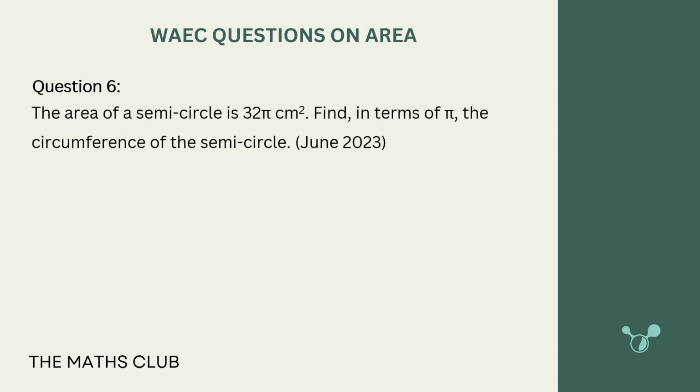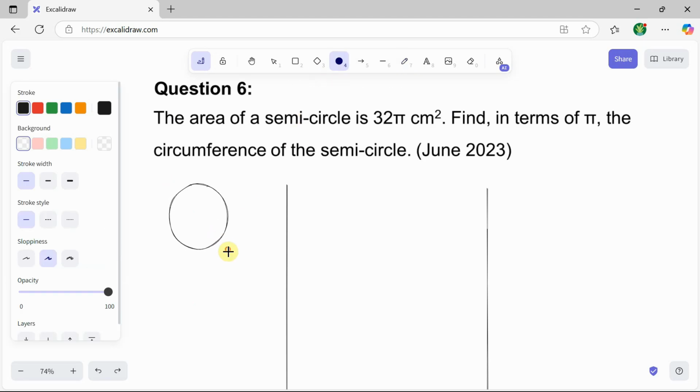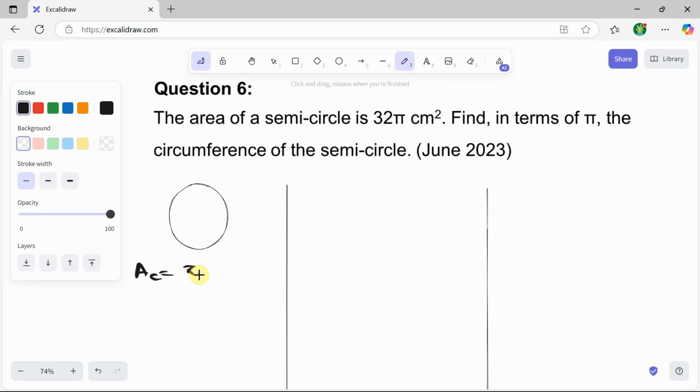Question 6 now says that the area of a semicircle is 32 pi centimeters square. Find in terms of pi the circumference of the semicircle. This is from June 2023. Let's solve it together. So to solve this, let's say we have a full circle. This is our circle. The area of a full circle is what? That is pi r squared.